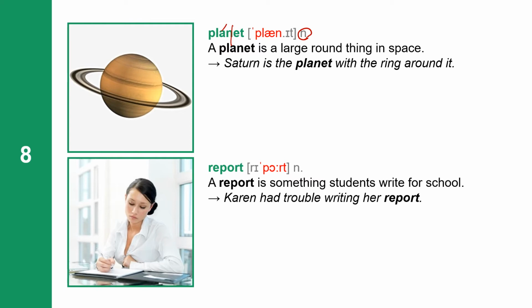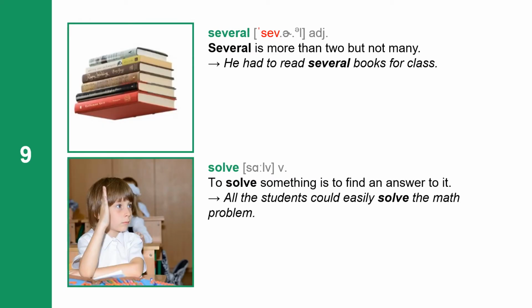Next one, report. A report is something students write for school. Report has two syllables, accent on the second syllable, and it's a noun. Karen had trouble writing her report.